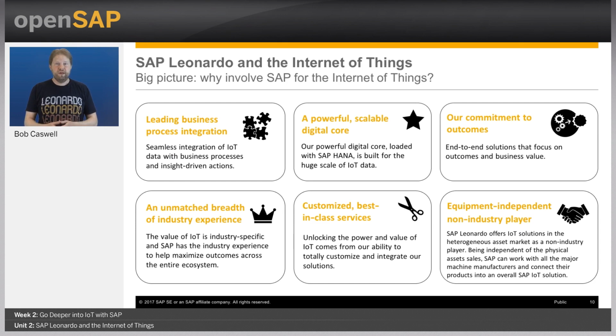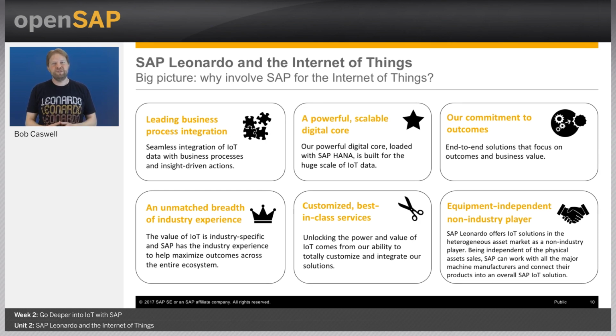In fact, with SAP Leonardo IoT, SAP is working to position itself in the industry to help any business truly run live. First and foremost, SAP is a leader in the area of business process integration with IoT data and insights. And SAP also prides itself with its hugely powerful and scalable digital core that we discussed earlier, which now includes SAP Leonardo. And then there's the decades of industry experience, customized services, and the commitment to business value outcomes. And last but not least, SAP is equipment independent and wants to work with all major Internet of Things manufacturers. But enough on that.